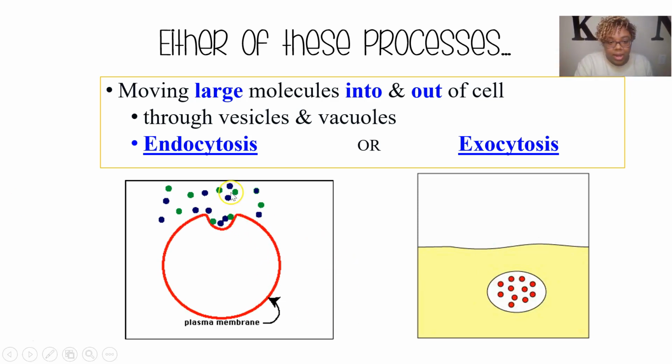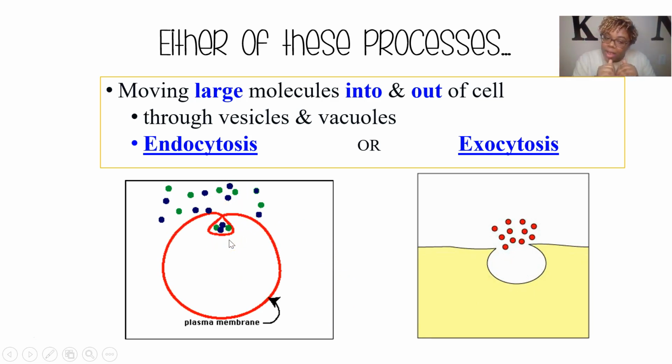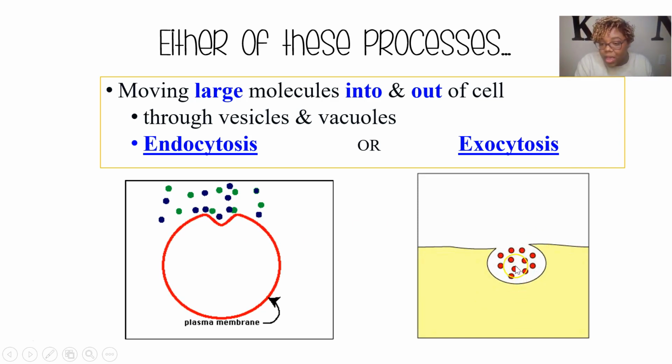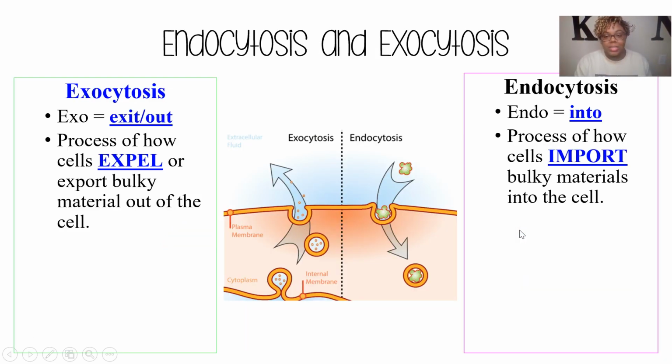So if you look at the video right here, endo, it takes it in. The cell membrane folds around it and it comes inside the cell. If you look at this one, we see that this vesicle is moving, fuses with the cell, and lets it out. So, exocytosis, the word exo, what does it sound like? Exit. So, something is leaving out of the cell.